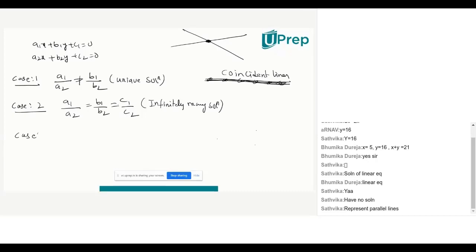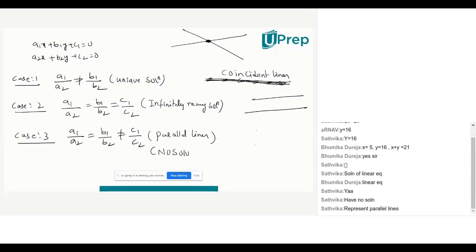Now case 3. What is case 3? a1 by a2 equal to b1 by b2, but this is not equal to c1 by c2. What does it represent? Parallel lines, and parallel lines never intersect. Example, two tracks of a rail. Railway tracks are parallel, and they never meet. There is no point of intersection, so no solutions. So this is a condition for no solution.